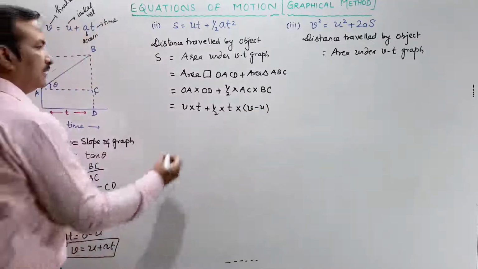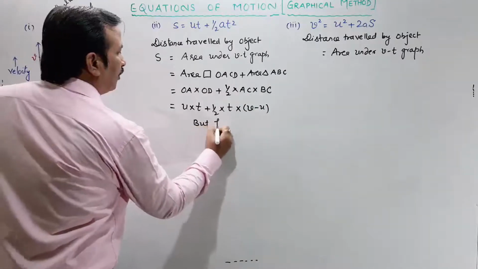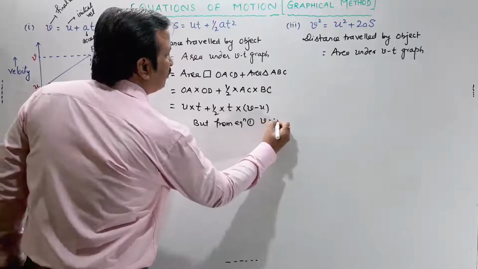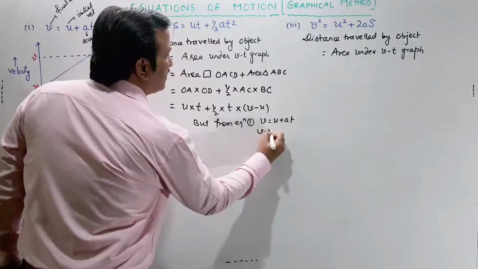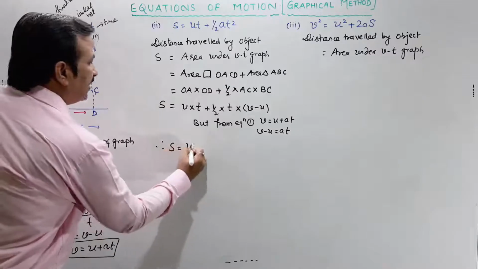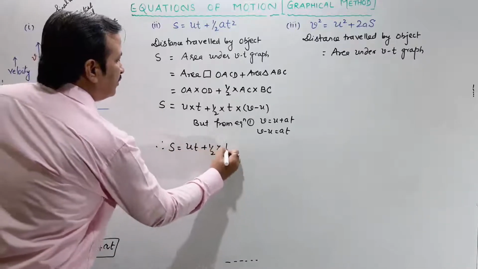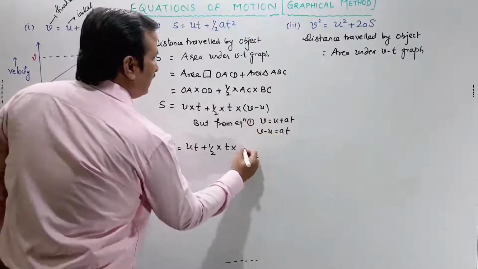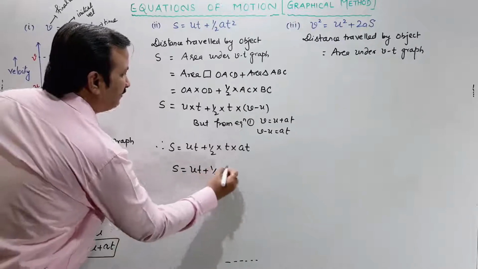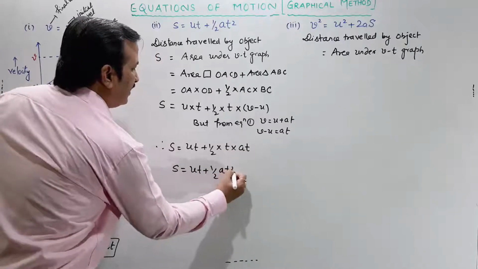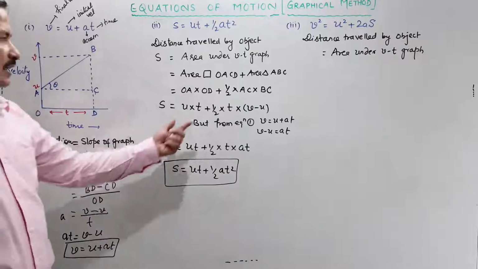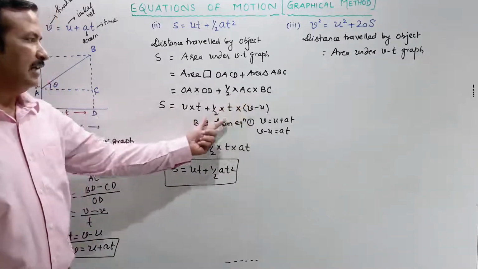But from equation 1 we have V is equal to U plus AT, so V minus U we can write as AT. Therefore, this S becomes UT plus half into T into AT, which will give you UT plus half AT square. Very simple to derive. We have taken the area of the rectangle and the area of the triangle, and added these two.